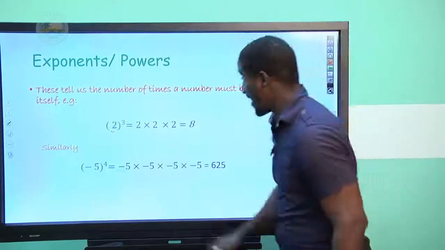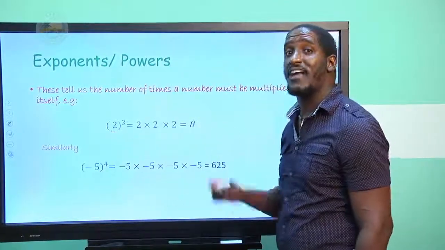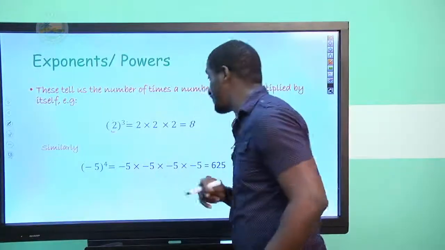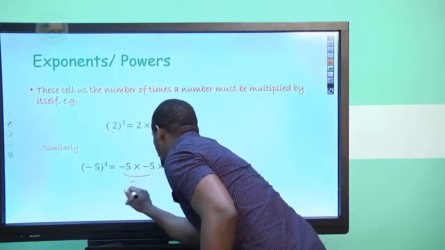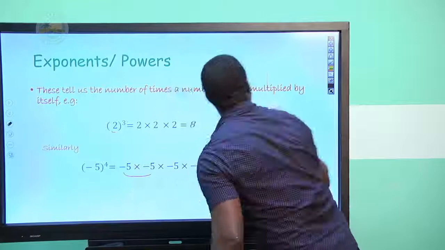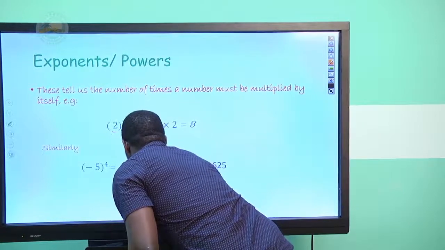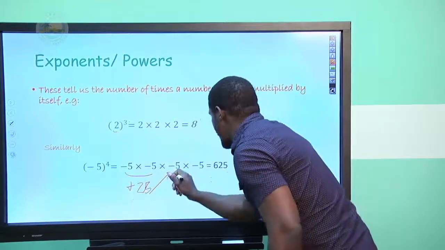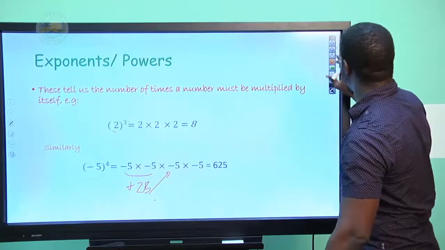Or what about this one? Negative 5 to the power of 4. This exponent tells me that I must multiply the negative 5 by itself 4 times. So it's going to be negative 5 by negative 5 by negative 5 by negative 5. Negative 5 by negative 5, signs are the same, multiplying, that is going to give me positive 25. And then I multiply that answer by this negative 5. Positive 25 by negative 5 is going to give me negative 125. Negative 125 multiplied by negative 5 is positive 625.